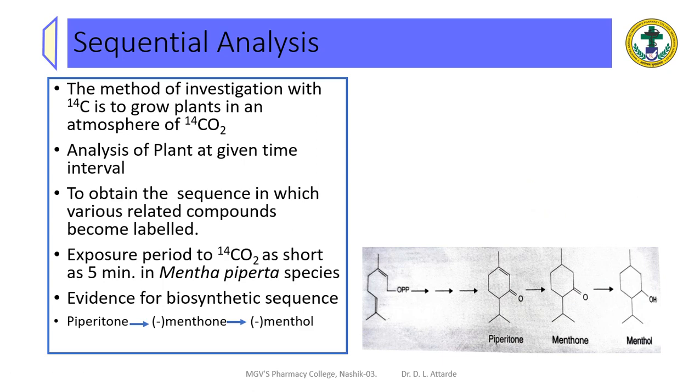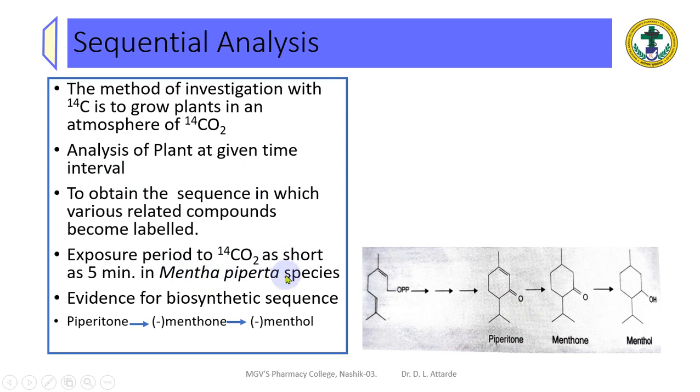The third method is the sequential analysis method. In this method of investigation with C14, the plant is grown in an atmosphere of carbon dioxide labeled with carbon C14. The plant is analyzed at time intervals, meaning after some time the products are isolated, say after 30 minutes, 35 minutes, 40 minutes, and different metabolites are isolated in sequence.